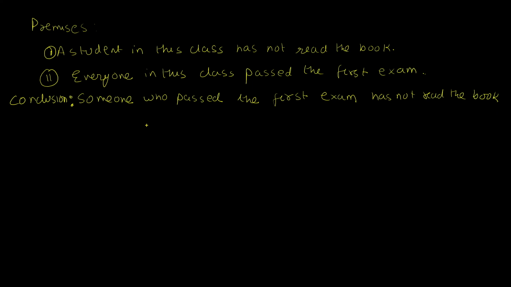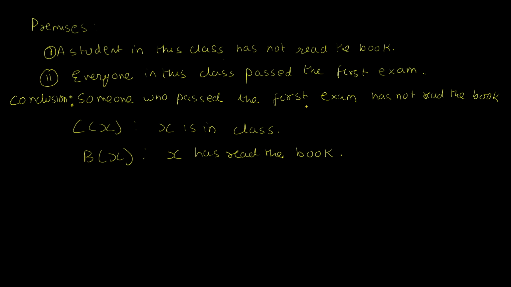Okay, diving into the solution, the first thing I want to do is identify the predicates. Someone being a member of the class is one predicate. So let's say C of X is X is in class. Having read the book is another predicate. So let's say B of X represents X has read the book. And there's yet another predicate that relates to passing the first exam. So let's call that P of X.